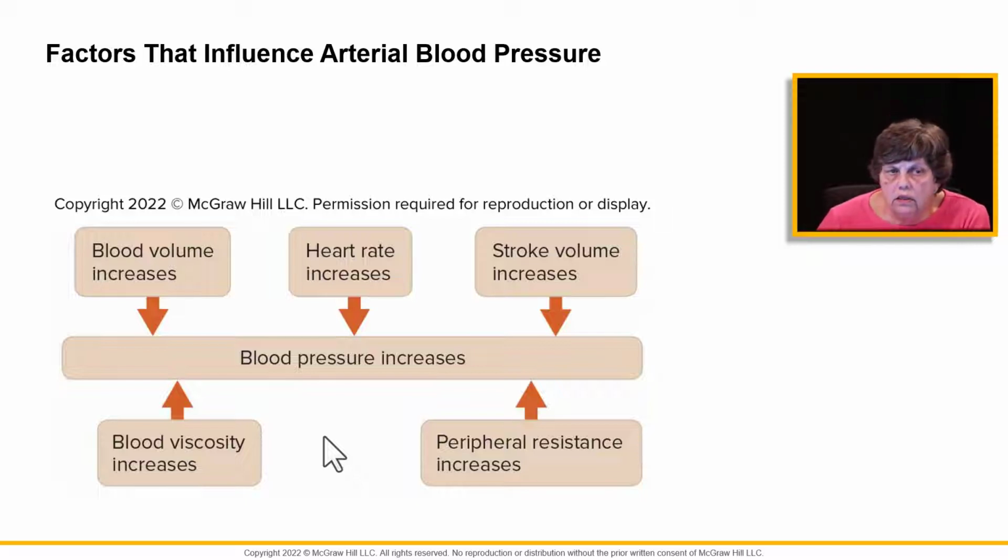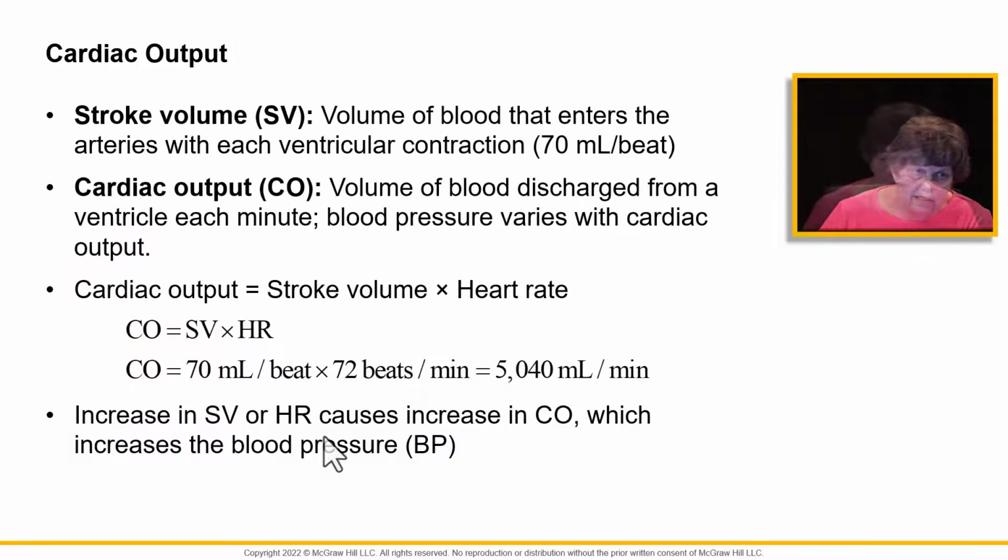Some of the things that influence arterial pressure: blood volume, the viscosity, how thick it is. Okay, are you dehydrated? Are you overhydrated? Heart rate makes a difference. Stroke volume, how much is being pushed out of the heart, and then the resistance.